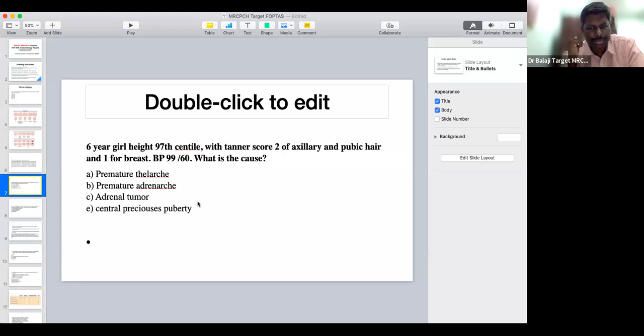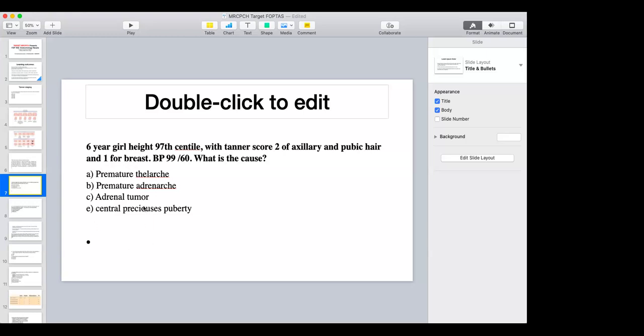And in central precocious puberty, you will have all the stagings happening together. So the first one should be the thelarche, because for precocious puberty, the first stage of puberty will be thelarche. So had a thelarche been there, here it is stage 1 only. So we cannot put it, sir.